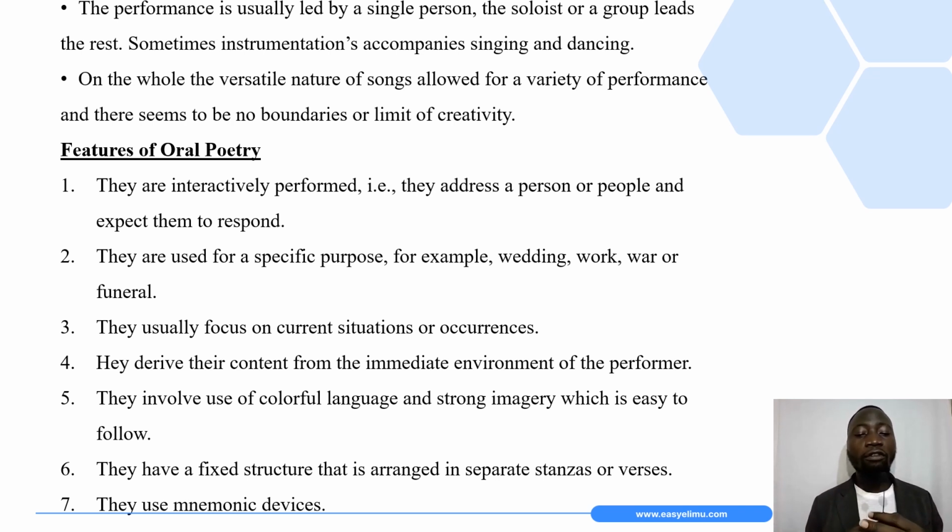Another thing is that they involve use of colorful language and strong imagery, which is easy to follow. Then they also have a fixed structure, that is, they are arranged in separate stanzas or verses. They are not arranged in prose. The last feature is that there is the use of mnemonic devices in oral poetry. When I talk about mnemonic devices, I'm talking about devices like alliteration, assonance, consonance, ideophones, and so on.